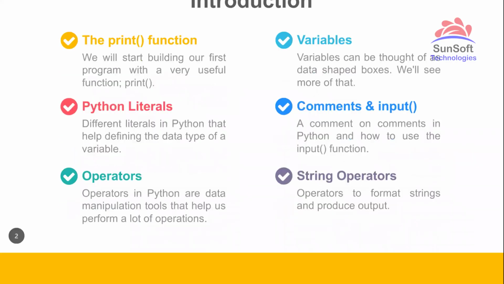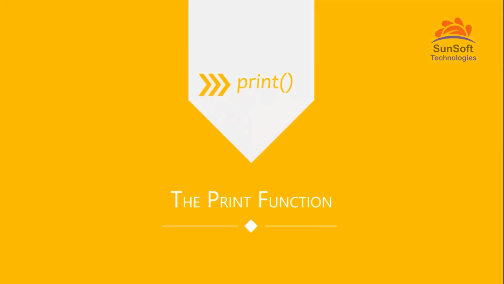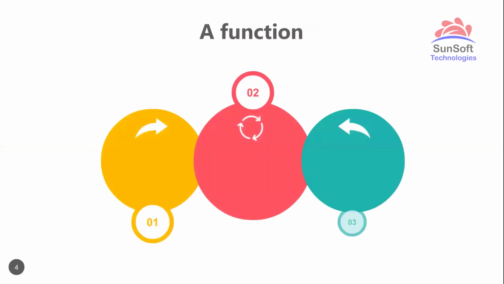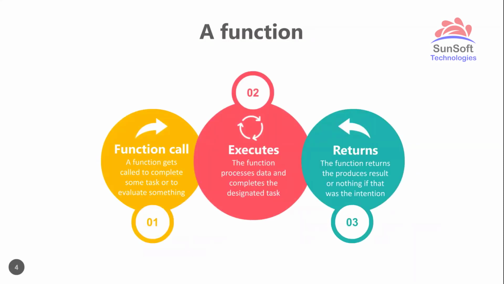Today we'll be discussing the print function. Now, any function is a part of your program that is used to complete a single task independent of the working of the other code. Let's first understand how a function works.